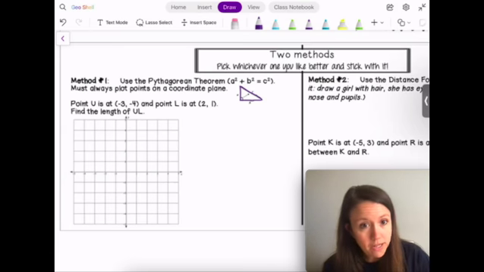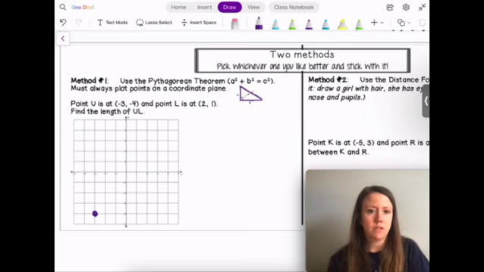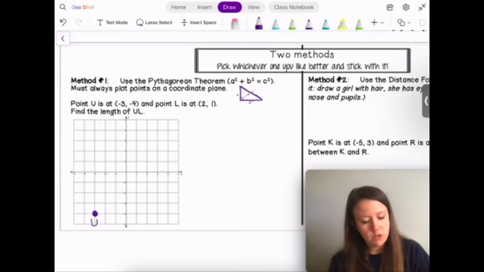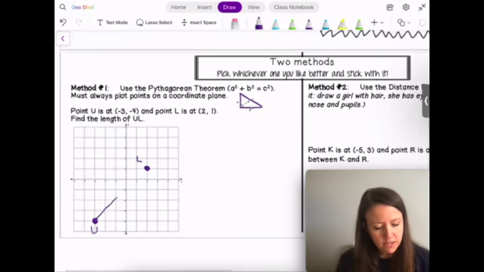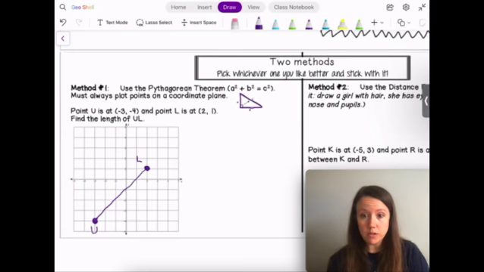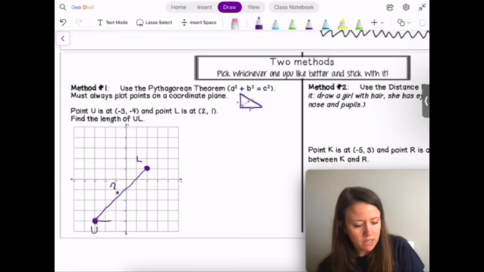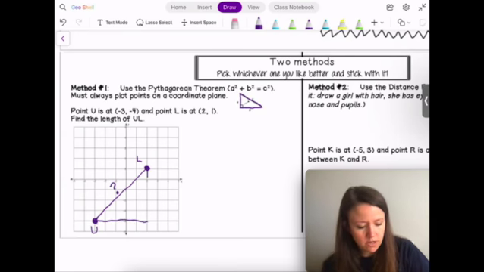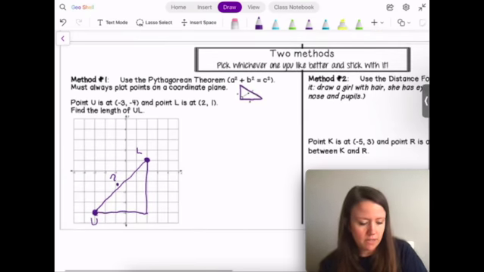So let's look. -3, -4 is down here in the third quadrant. So there's point U. 2, 1 is going to be up here. That's point L. If I connect those, we're going to think about that being my hypotenuse. So that's what I want to find. But notice I can make a right triangle.